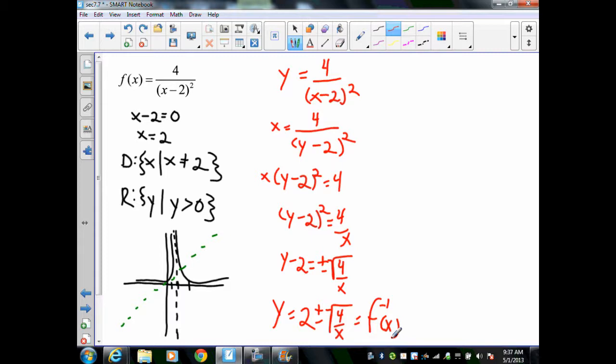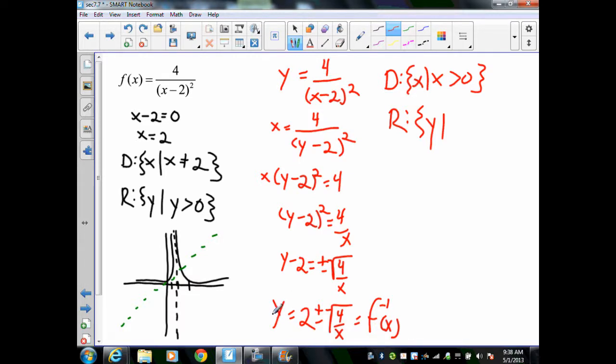Now we need to determine the domain and range. The domain, or my x values, I can see that x cannot equal 0. It also can't be negative because that would give me a negative radicand. So I know that my domain has to be x greater than 0, which was exactly the range of my original function.